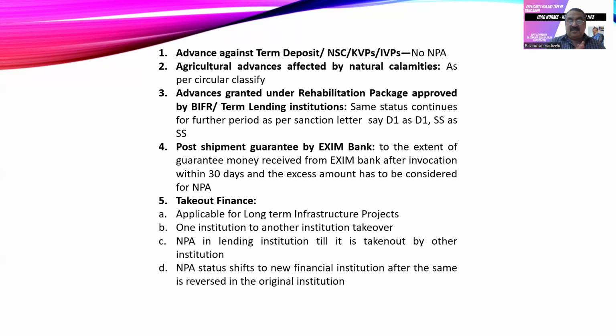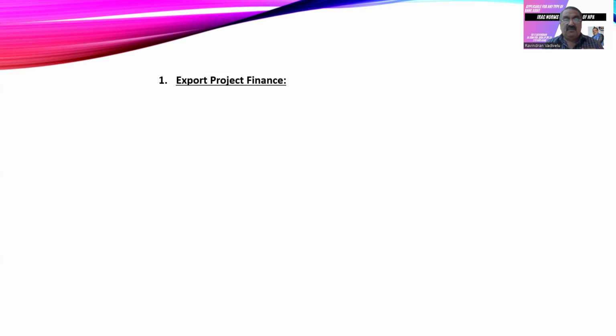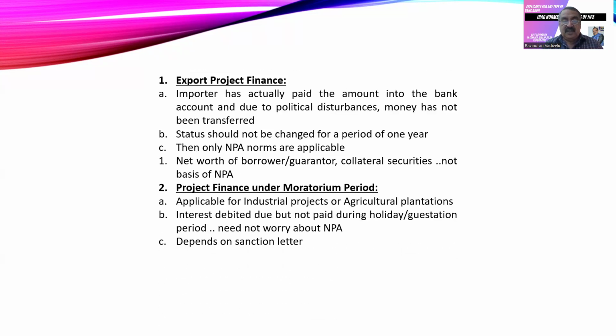Suppose for X institution the NPA is there, and if Y bank takes over the X loan, then the status continues. That is, the NPA status shifts to the new financial institution. This is with reference to takeout finance and export finance. Okay, this I'm going to skip. For the last line, please go through it. For advances to staff, all the NPA norms are applicable. They may come and dispute, saying, sir, for staff there is no NPA concept. No, even for staff advances, NPA norms are there.